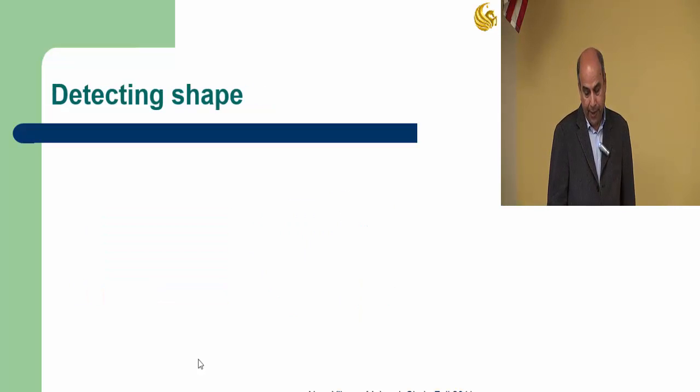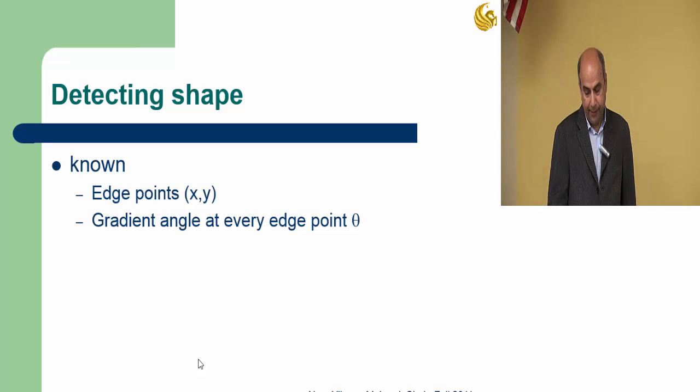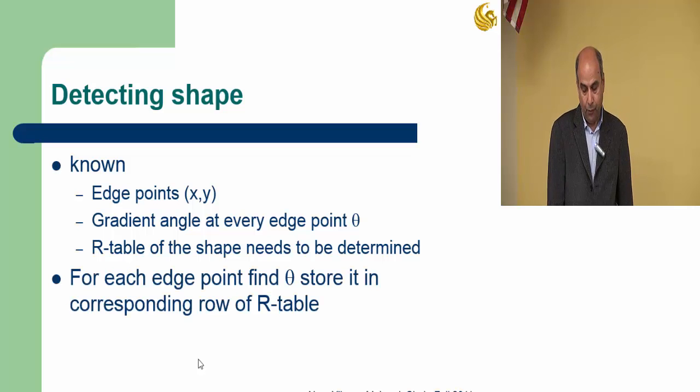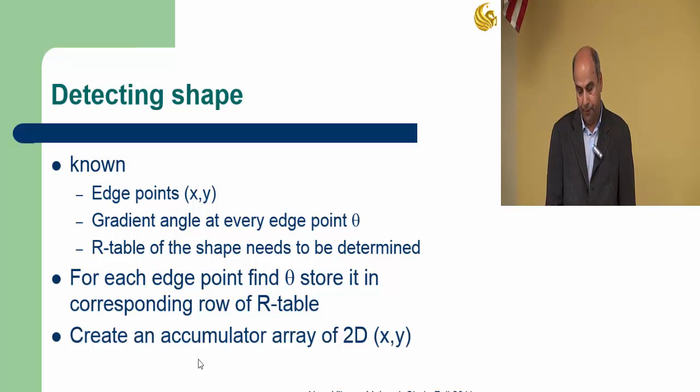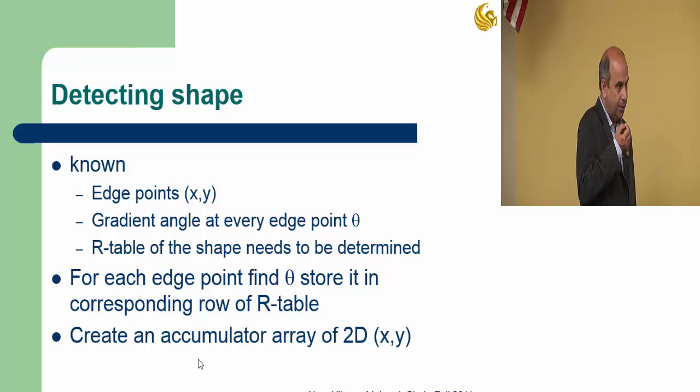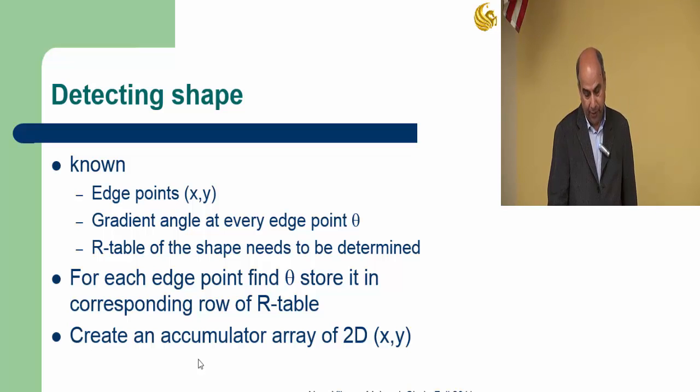Okay, so then we have the edge points x, y, we have the gradient angle, we generate an R table, and for each edge point we will store all this information in a table which we'll call the R table. And now when we want to detect a shape, we want to find where that particular shape occurs, which means we want to find our centroid. So again, our accumulator array is x0, y0, the centroid of that.